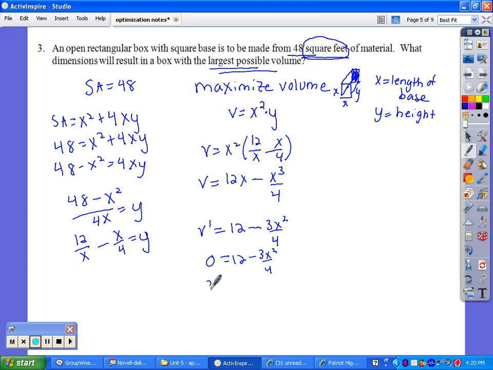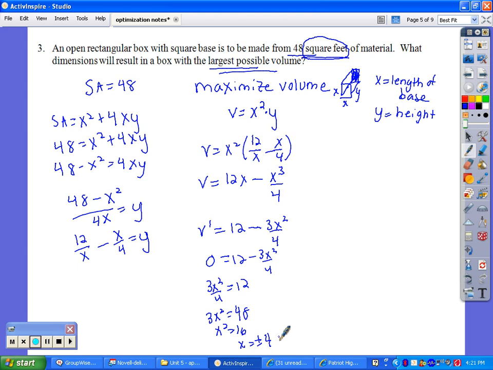So I have 3x squared over 4 is equal to 12. I'm going to multiply by 4, so I have 3x squared is equal to 48. I'm going to divide by 3, so I get x squared is equal to 16. And then I'm going to get x is equal to plus or minus 4. Okay, so for this, we get these two values.